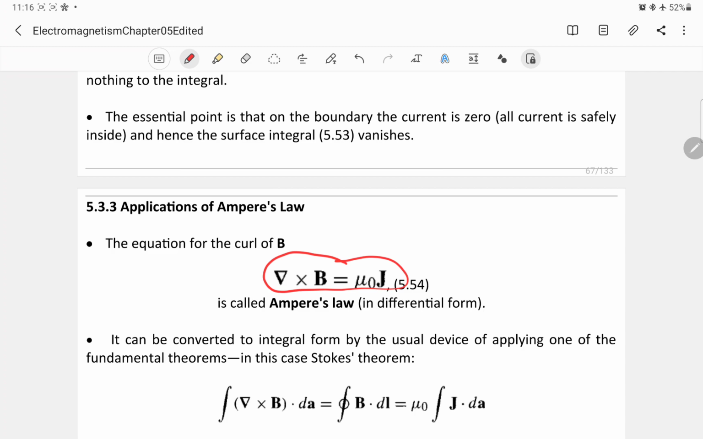But we will discuss more of this Ampere's law in the continuation of the lectures in this chapter.